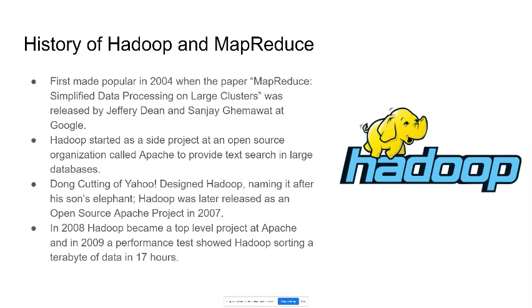MapReduce, which is one of the main components of Hadoop, was made popular in 2004 in a paper released at Google. The paper was called MapReduce: Simplified Data Processing on Large Clusters by Jeffrey Dean and Sanjay Ghemawat.